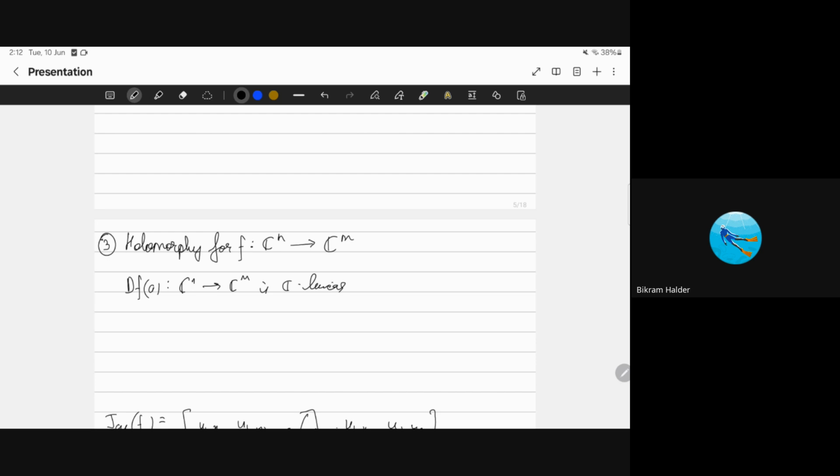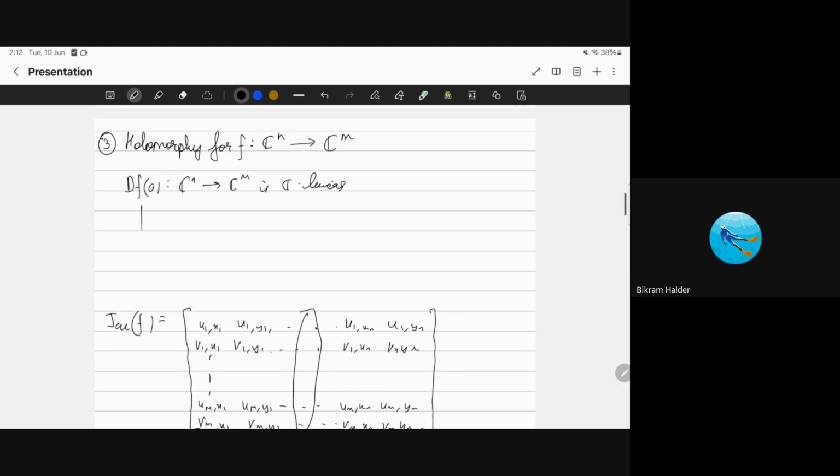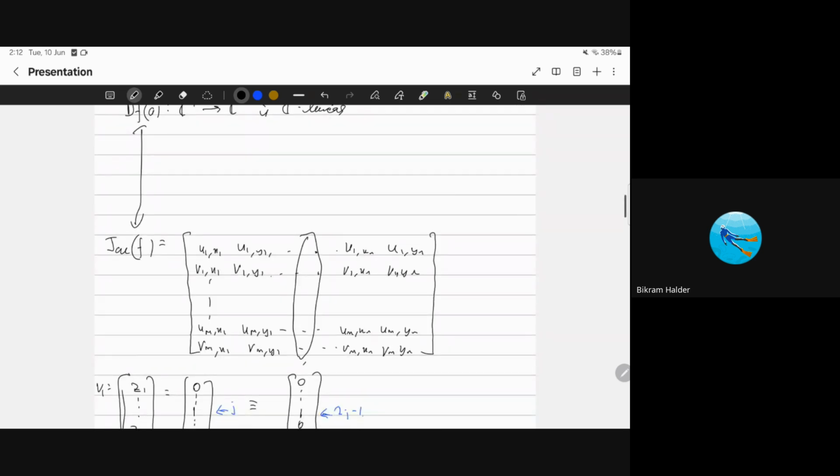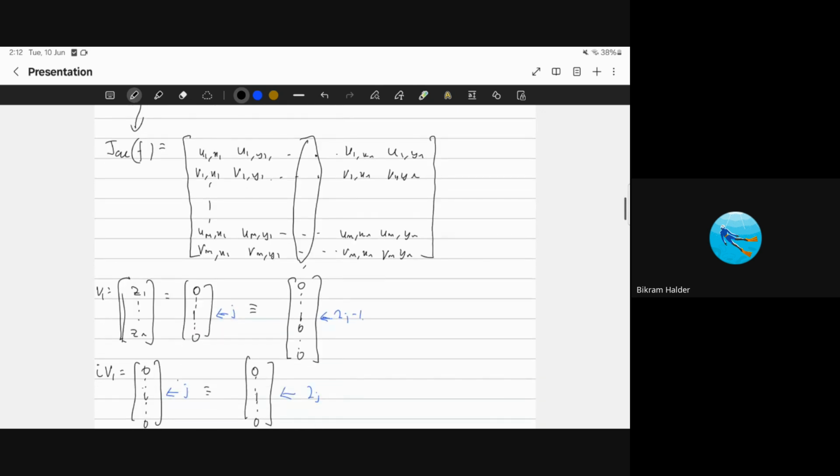That's what we want to be able to say. And again, since complex differentiability should imply real differentiability, the dfa will still be the Jacobian, but the Jacobian should be such that it satisfies C-linearity, right? So we want to satisfy C-linearity. So let's see what that ends up saying in terms of the individual entries.